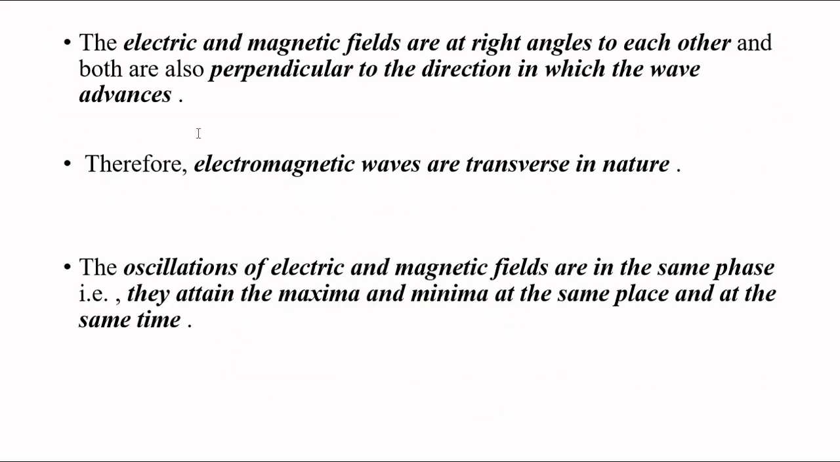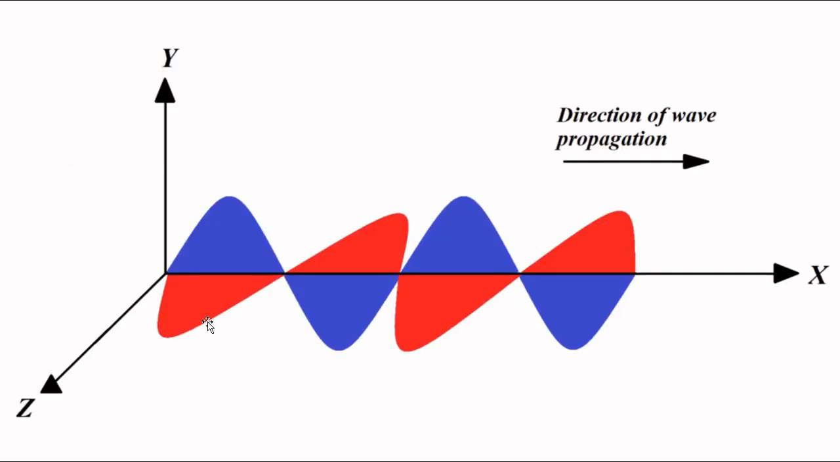The second property is that both the electric and magnetic fields are in mutually perpendicular planes. They vibrate or they oscillate in mutually perpendicular planes which are at right angles to each other, and this vibration or oscillation is also perpendicular to the direction of propagation of the wave. So here, as we can see, the electric field is in the xy plane.